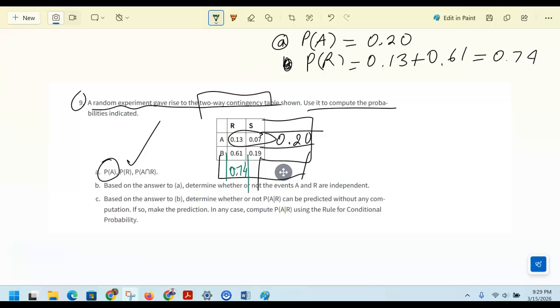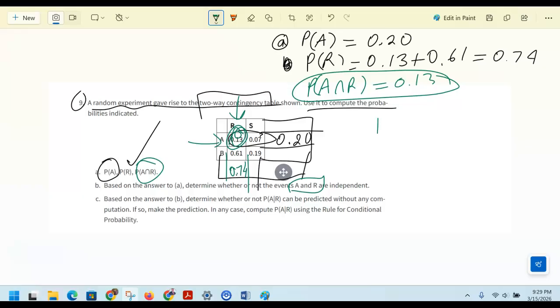Okay. Now the last one, what is P of A and R? P of A and R is what is common for A and for R, which is 0.13. Now we want to know whether A and R are independent. Same idea. In other words, this is already given to you. Let's just figure out the other part: multiply probability of A times probability of R.